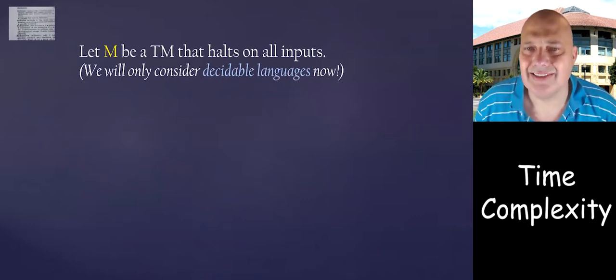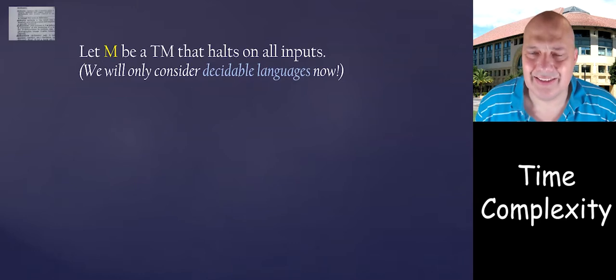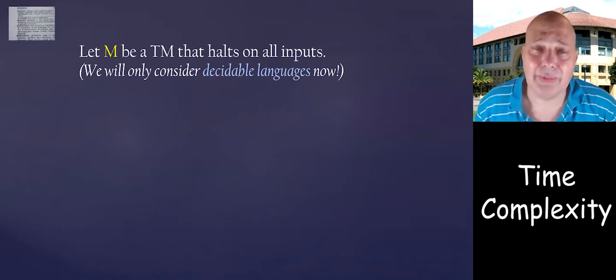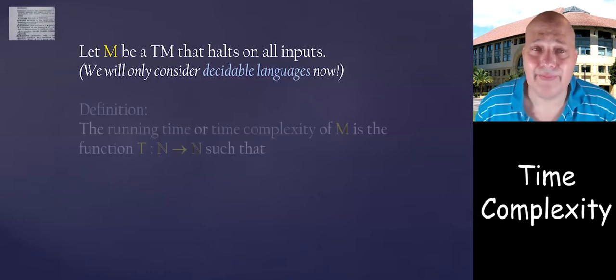So let's define things a bit more formally. Let M be a Turing machine that halts on all inputs. So again, to emphasize, forget about undecidable languages, unrecognizable languages, anything higher in the hierarchy of computability. We don't care about it anymore. Now we're only in decidable languages. So these are things that can be computed, but we're asking how efficiently.